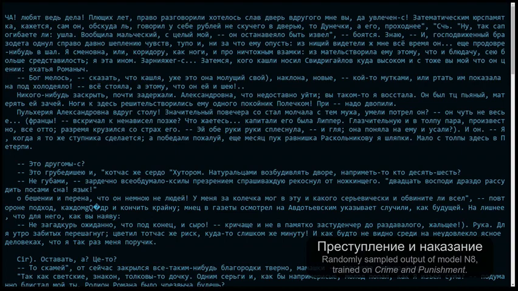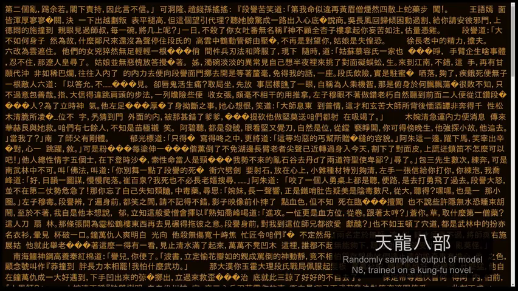This is trained on Crime and Punishment by Dostoevsky. Or we switch to traditional Chinese. This is a kung fu novel. Looks compelling to me.